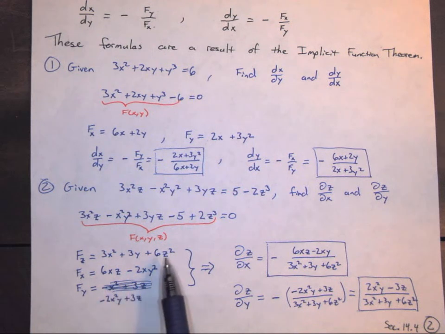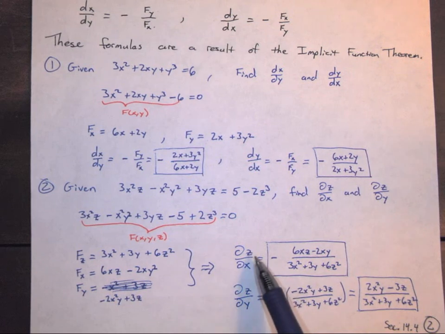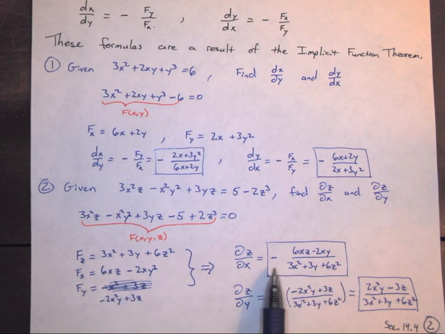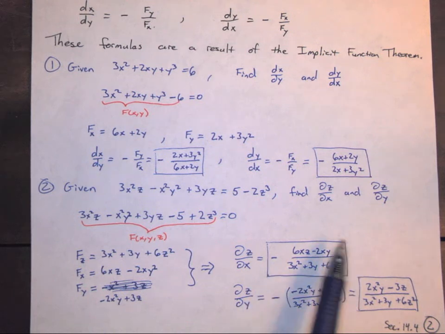Now, I've basically done all the hard work. All that's left for me to do is combine these in the correct way to represent the partial derivatives that I want. If I want the partial derivative of z with respect to x, then I take the partial derivative of capital F with respect to x, that's my numerator. The partial derivative of f with respect to z, that's my denominator. Make sure you put a minus out front, and that's my answer.